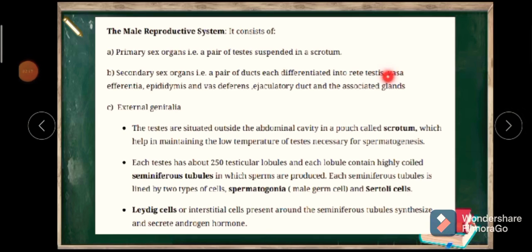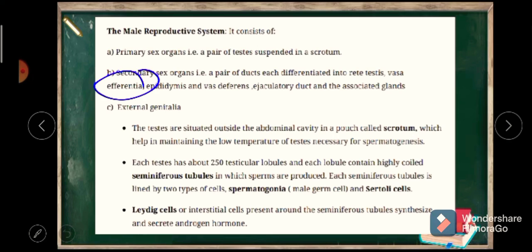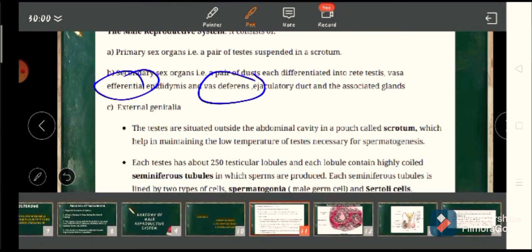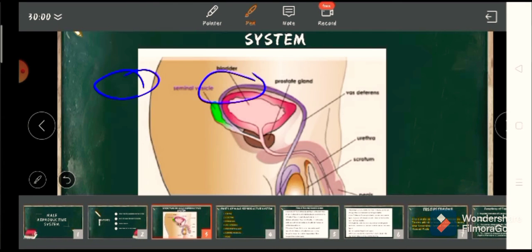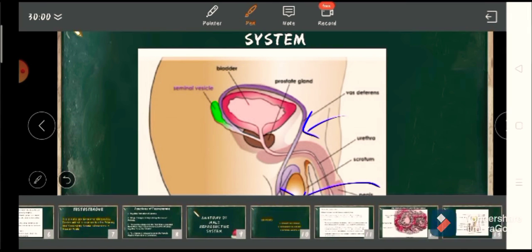Along with the rete testis, what else is present? The vasa efferentia, the epididymis and the vas deferens. See students, vasa efferentia and vas deferens are not the same; they are completely different. In earlier classes you have already learned that the vas deferens is the pipe or duct that carries sperms, this blue colored one. The vasa efferentia is present inside the testes.